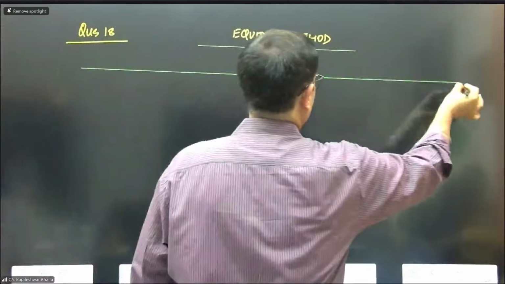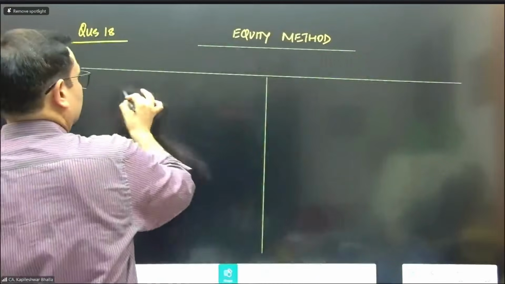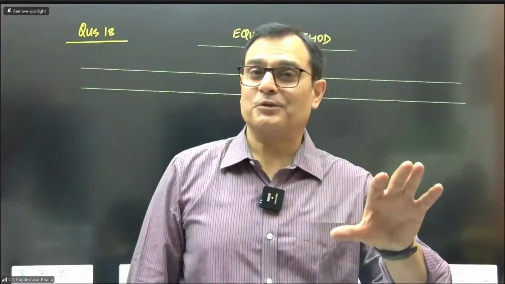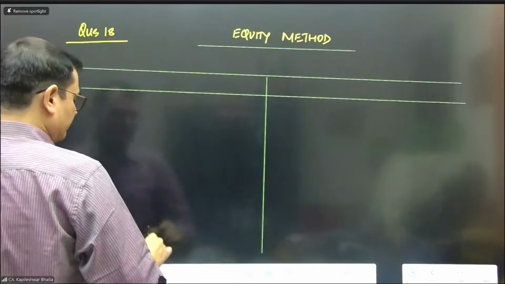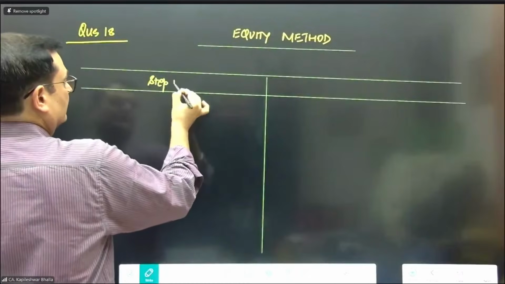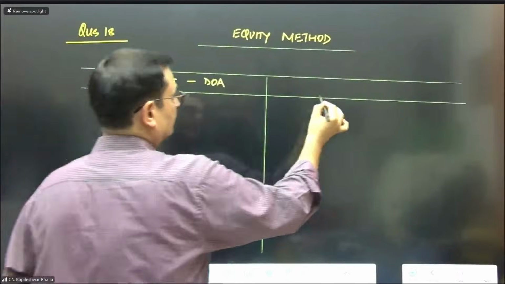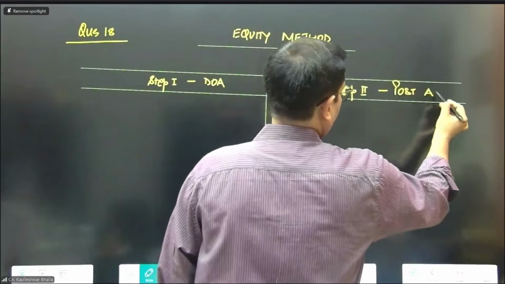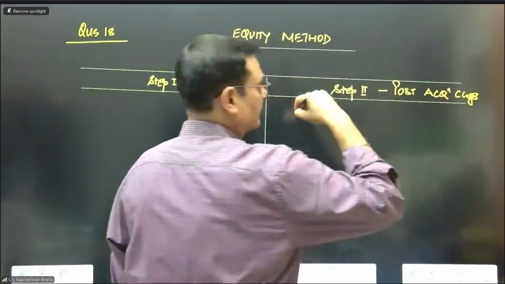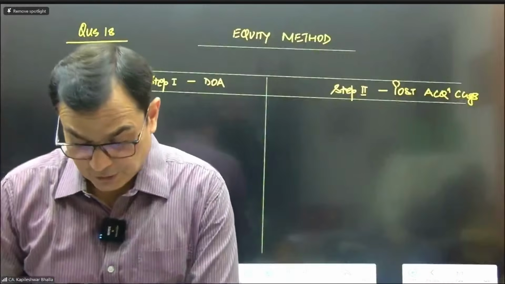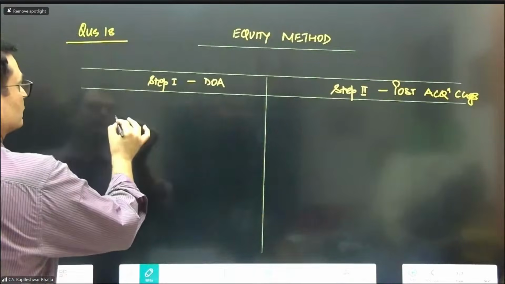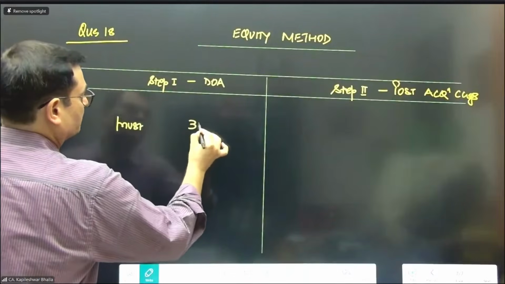I'll split my answer for ease of understanding. Don't do this in the exams in terms of charts. You should be giving a proper answer, but this is just to give you a flair of the inputs, a bird's eye view. So I'm considering step number 1, which is being done on the date of acquisition, and I'm looking at step number 2, which is the post-acquisition changes. If I look at the data, we are given that the cost of the investment is 3 lakhs. So we can say the investment is purchased at 3 lakh.